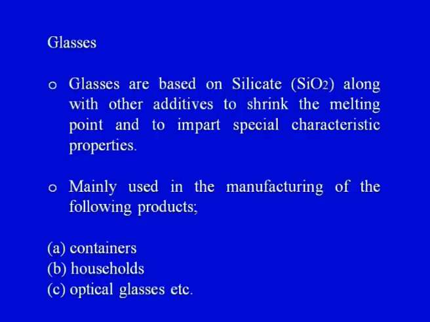Now, glasses are based on silicate along with other additives to lower the melting point and to impart special characteristic properties. This is just a revision of what we have already covered in module number 2. They are mainly used in manufacturing of products like containers, household equipment and optical glasses. As we have seen, there are a number of other applications of glasses. For a detailed discussion on glasses, you can refer to module 2, in which we have seen the different types of glasses.